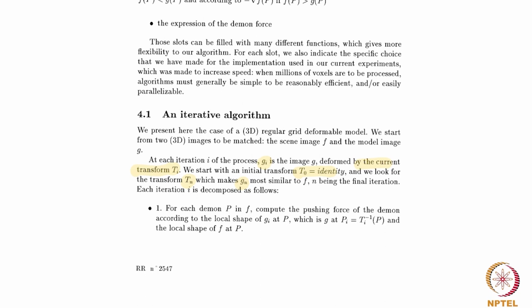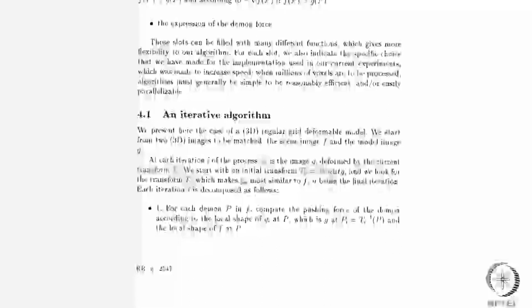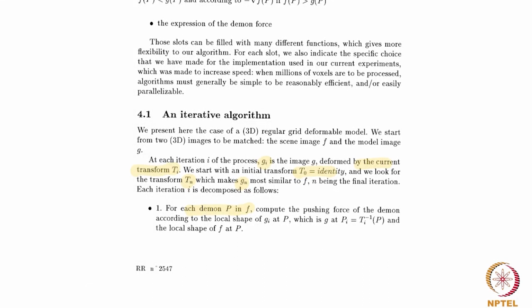Each iteration i is decomposed as follows. For each daemon P in F, which in many cases is at the point P and covers all the pixels in the image, or the most relevant pixels in the image. Sometimes there's a lot of black space around the image. You can crop that out in both the moving and fixed image, and just use whatever is remaining, so most of the pixels in F.